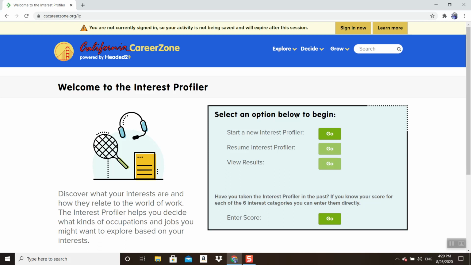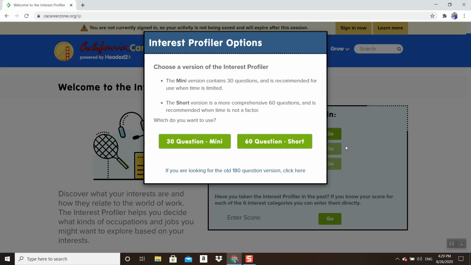So we're going to select an option below, start a new interest profile. We're going to click on go to new interest profile. We have two options. There's a mini and then there's a 60 question one. So we're going to go with the mini one. But if you have more questions, then chances are they're going to get an in-depth, more analysis of personality types based on what questions and how they're answered. So we're going to do the 30 question one.